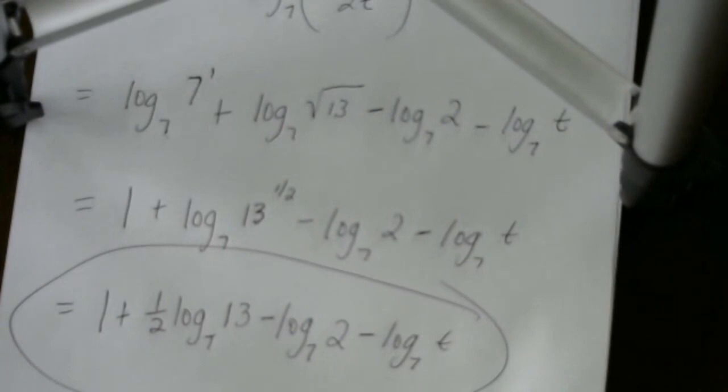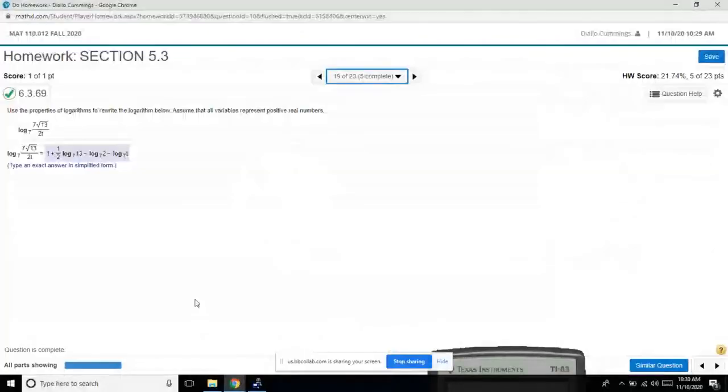All right, and if we were to just compare that with an answer choice, just notice the result, 1 plus 1/2. So that square root was written as a 1/2 power, and we use the power rule. 1/2 log base 7 of 13. Next, we've written everything in the denominator as a difference. So we have minus log base 7 of 2 minus log base 7 of t.